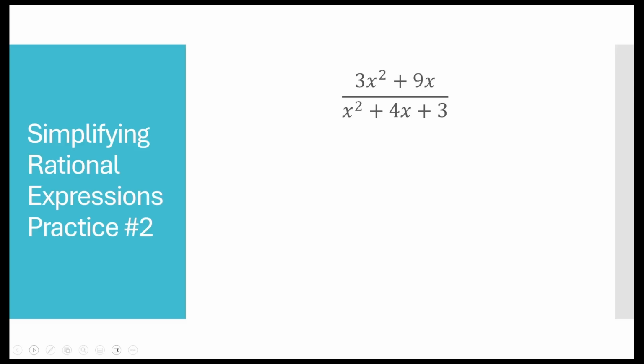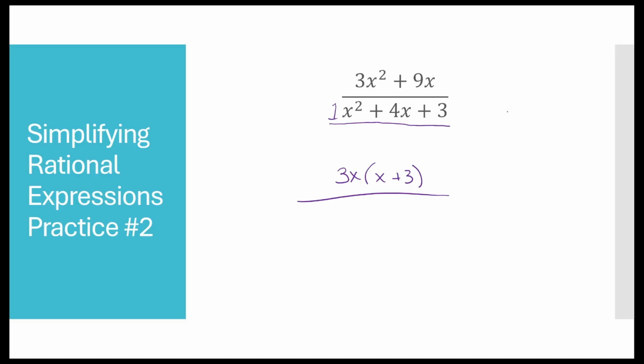On this one, the top is the same. How nice of me. I'm going to save my work from before and say the top is still 3x times x plus 3. The bottom now, let's talk about how we're going to factor that quadratic. On my ax squared plus bx plus c, I need something that multiplies to 1 times 3, so 3, and adds up to 4. And my two numbers that do that are 1 and 3.